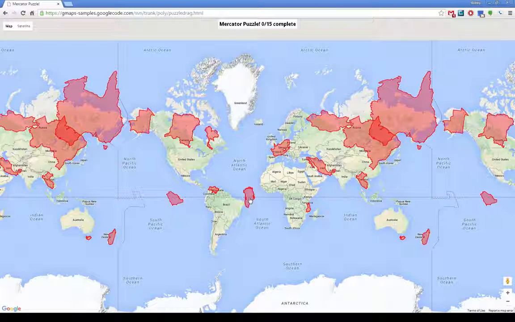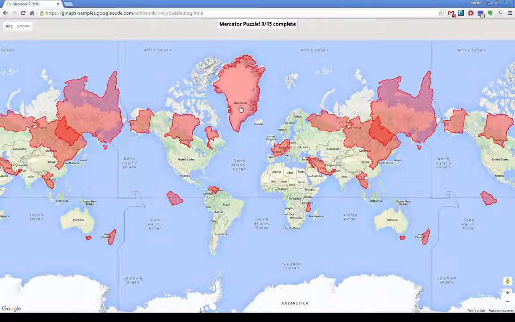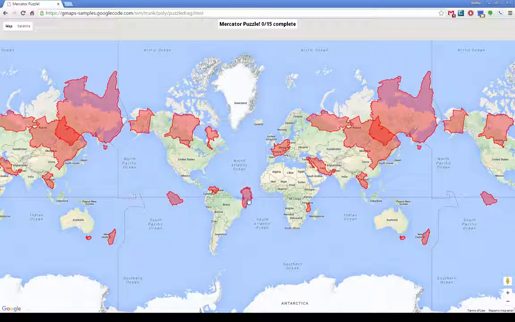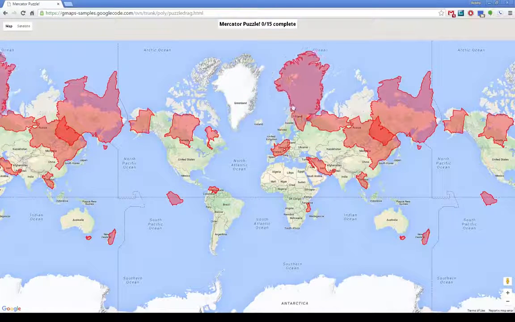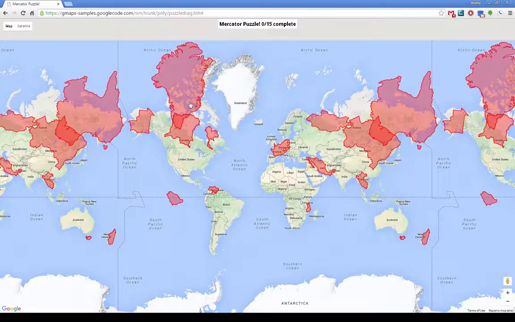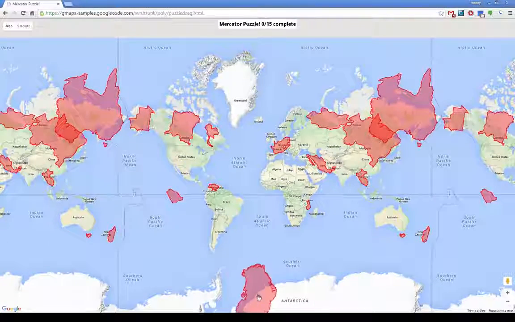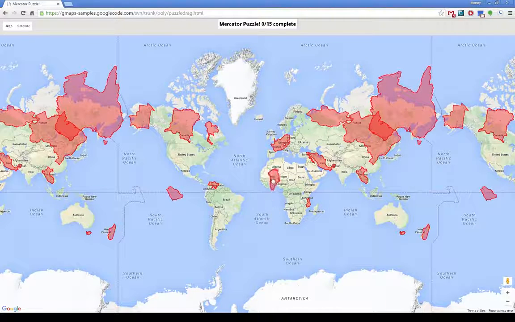Now, which country would you guess this is? Now, how about if I drag it up here? Notice how large it becomes? Okay, so it's obviously Greenland, but on the Mercator map, areas closer to the equator are more accurate, but as you go away from the equator, areas are wildly distorted, giving most of us the idea that Greenland is almost as big as the continent of Africa, when in fact it's hardly larger than a few African nations.